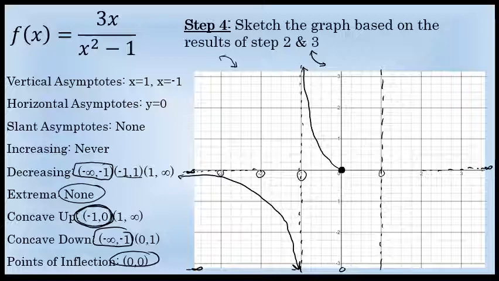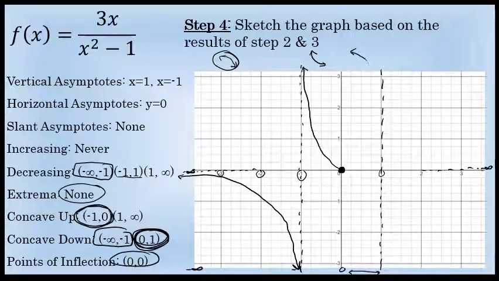The next interval goes from 0 to 1. The curve is still going to be decreasing, but look at its concavity. It's now concave down from 0 to 1. So a curve that is decreasing and concave down will look just like the first interval that I dealt with, -infinity to -1. From 0 to 1, the curve will also be decreasing and concave down.